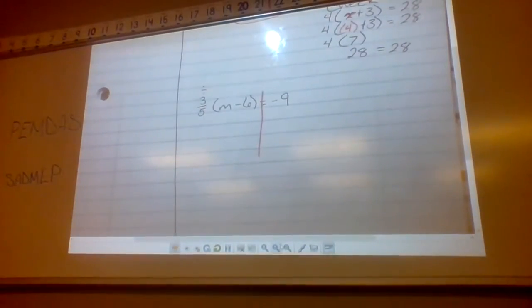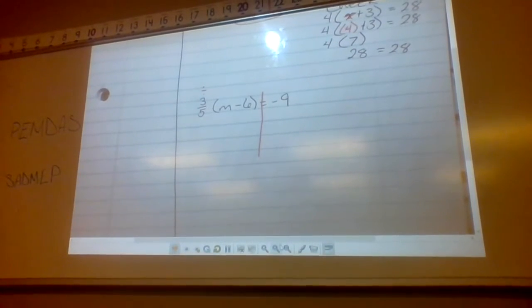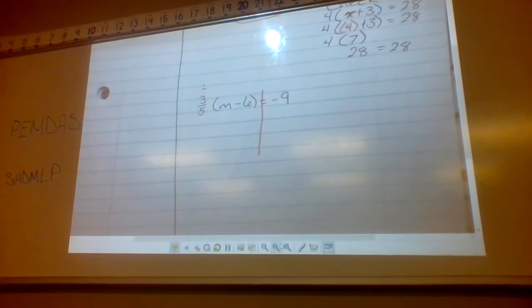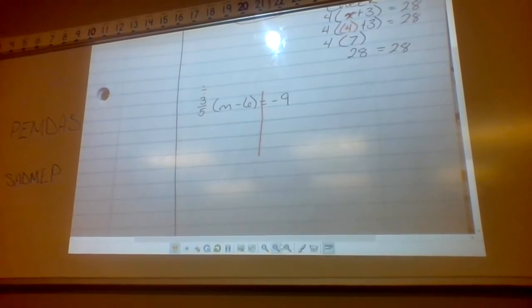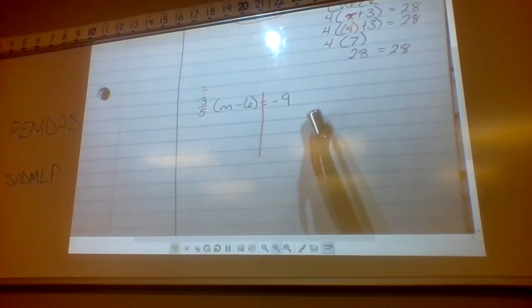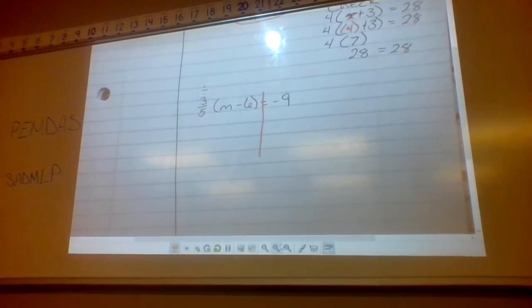No, I see division. Can't you do the distribution? Yes, you could, but that means you have to multiply a fraction times a whole number. And then you're going to get another fraction that you have to subtract from the other side, which means you have to make this one into a fraction and find common denominators, and it's going to be a whole lot more work.